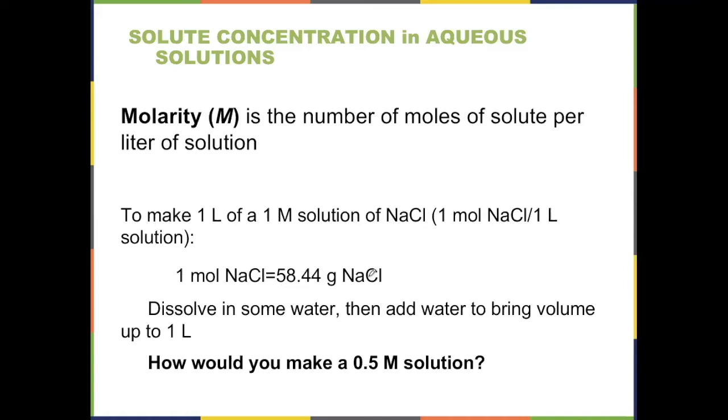How do you think you would make a 0.5 molar solution? You'd use half a mole instead of the whole mole. So divide this number by 2, and that would give you half of a mole. And then you would put that in a little bit of water, and then bring the total volume up to 1 liter. So, like around 29-ish grams, 29.22, I think, in 1 liter. And then that would give you a 0.5 molar solution.